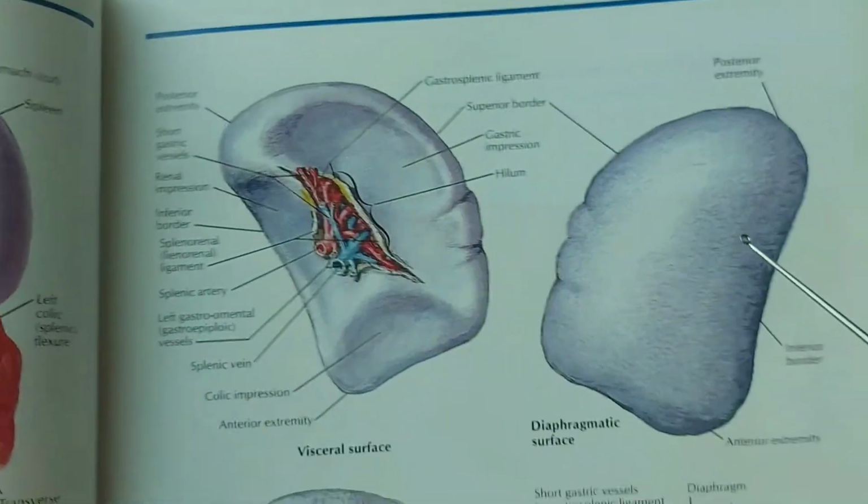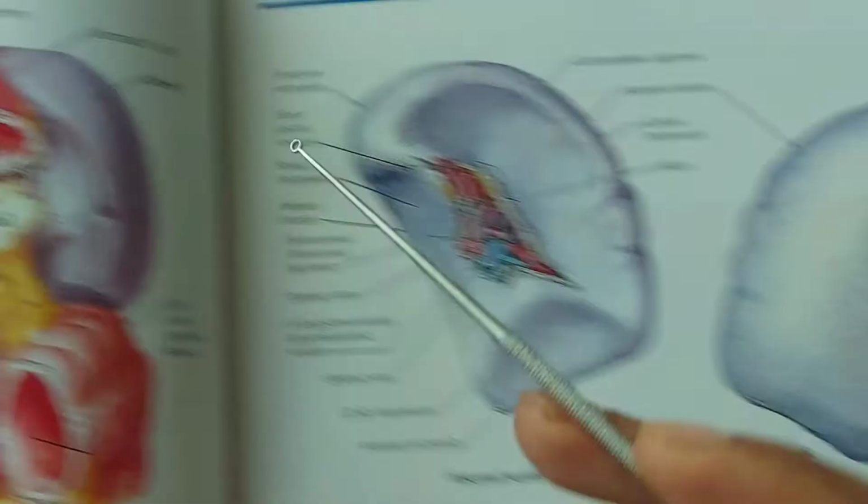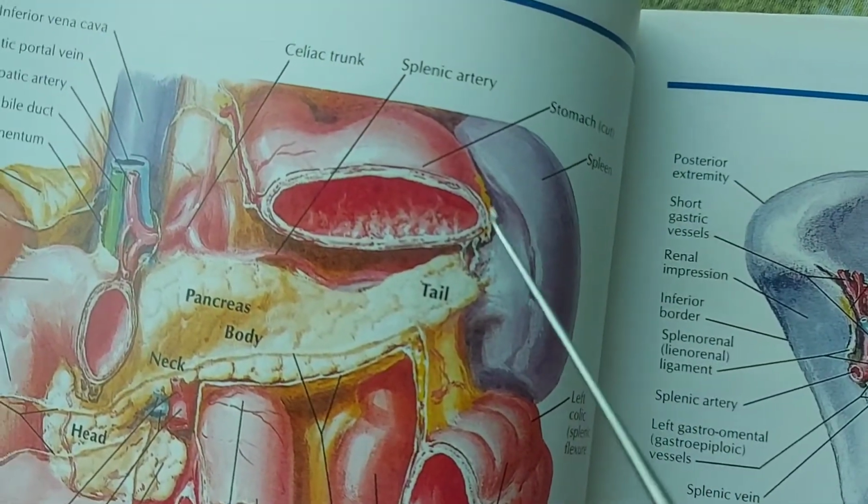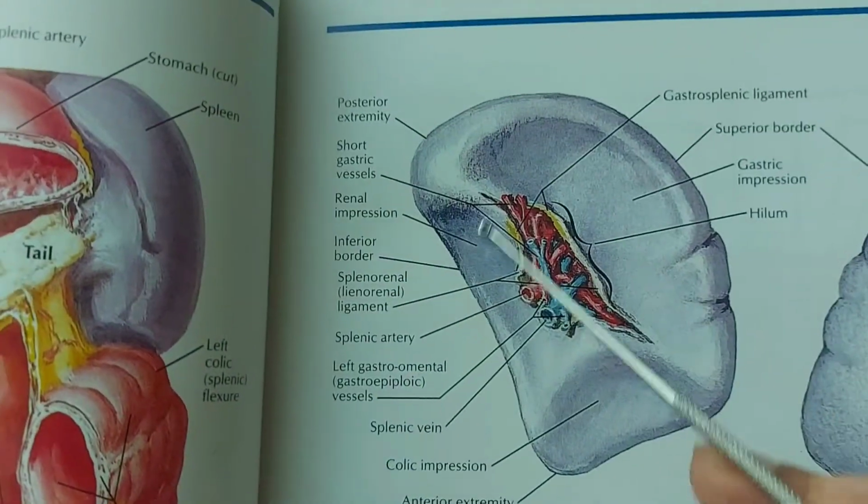It has 2 surfaces. This is the diaphragmatic surface, and this part is the visceral surface.